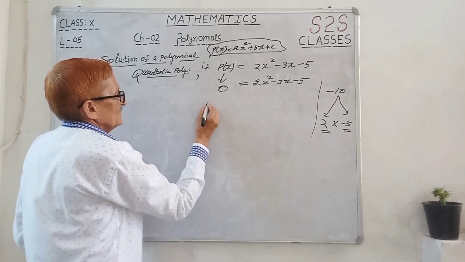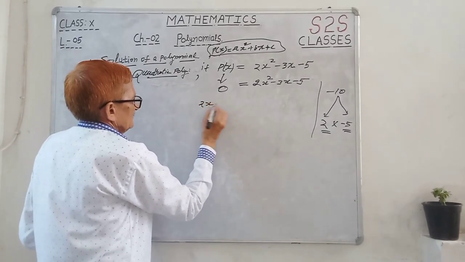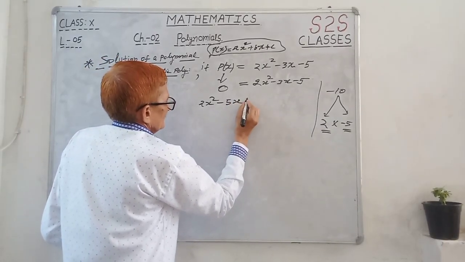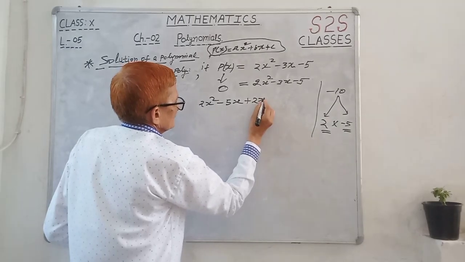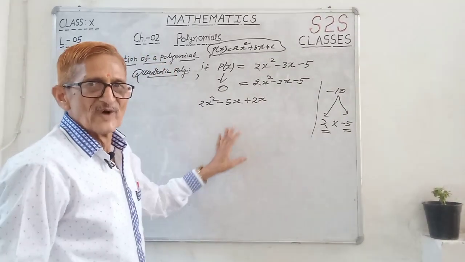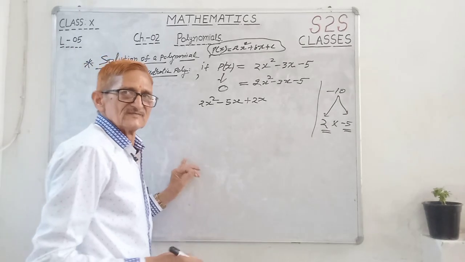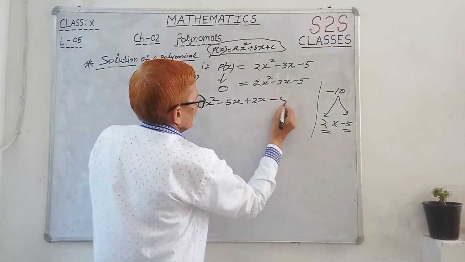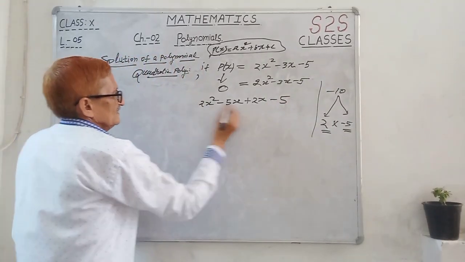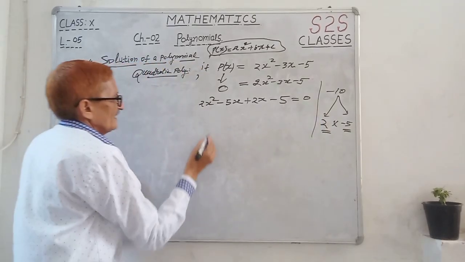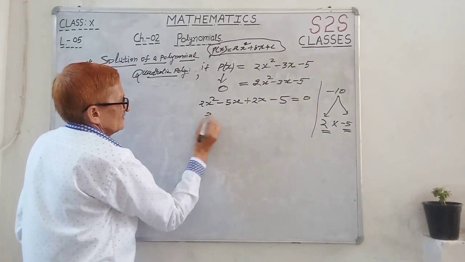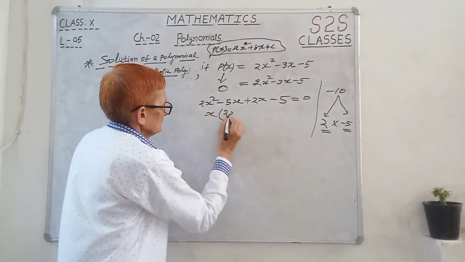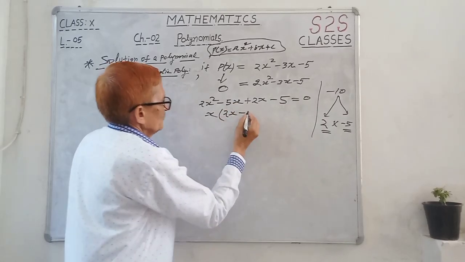So 2x square, and the two factors of the middle term: minus 5x plus 2x. Minus 3x is split into minus 5x and plus 2x, that is equal to 0. Then what is common in these terms? x is the highest common factor in the first two terms, giving 2x, and then here x common, then 5.